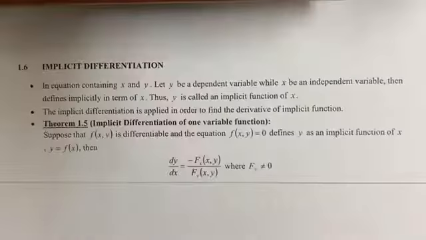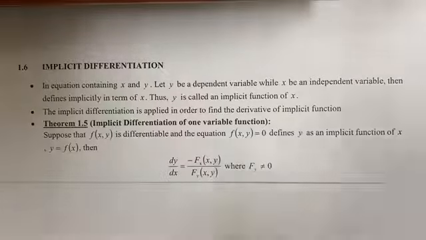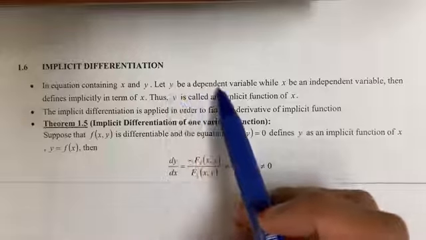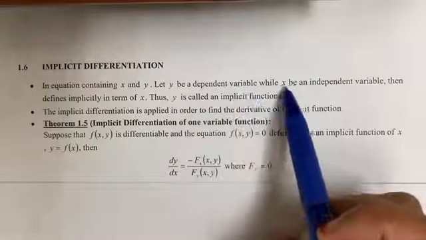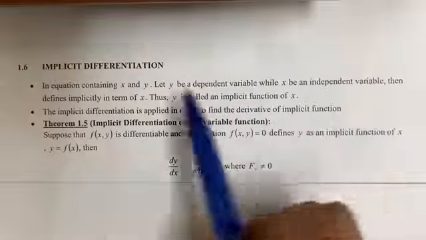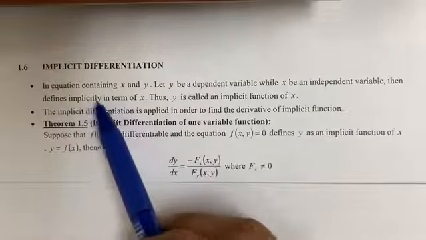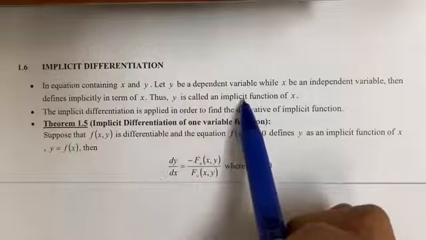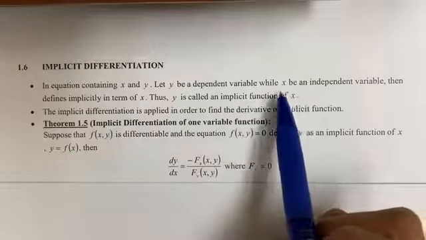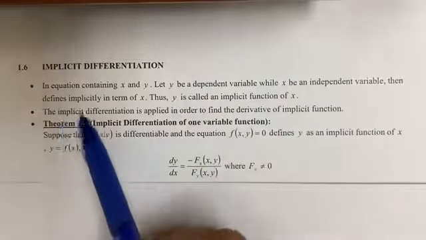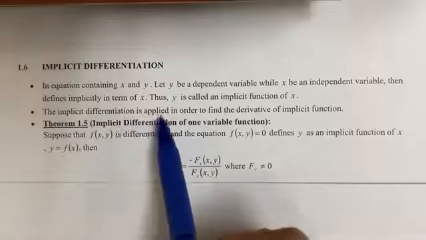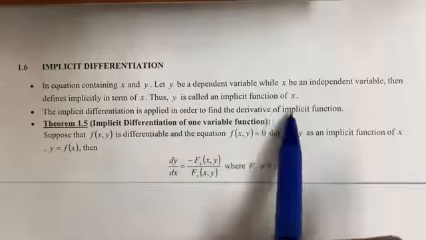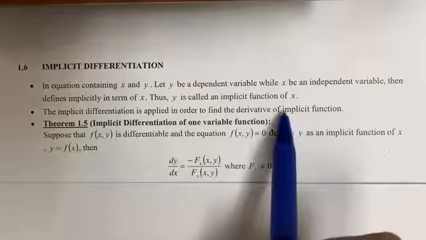Okay, for subtopic 1.6, implicit differentiation. In an equation containing X and Y, let Y be a dependent variable while X be an independent variable. Then if the equation defines Y implicitly in terms of X, Y is called an implicit function of X. The implicit differentiation is applied in order to find the derivative of an implicit function.